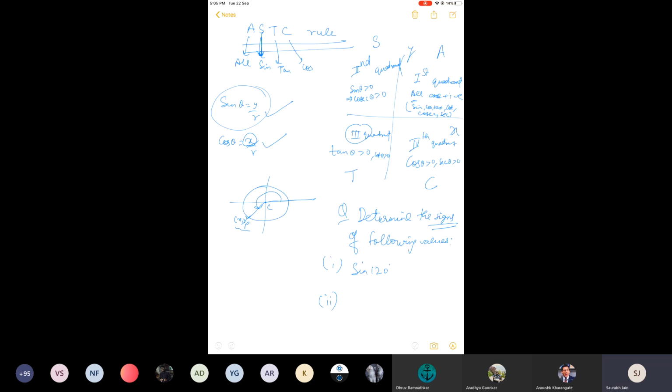So I was explaining this ASTC rule. I almost completed it. I will repeat it in short. I told you that in the first quadrant, angles are between 0 to 90. Second quadrant, angles are from 90 to 180. Third quadrant, 180 to 270, and fourth quadrant, 270 to 360. Now the question is how to find their sine, cos, tan.